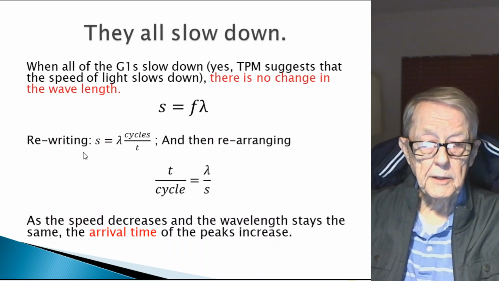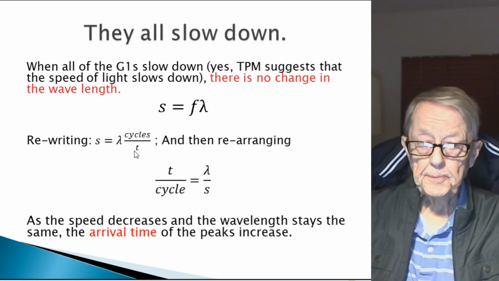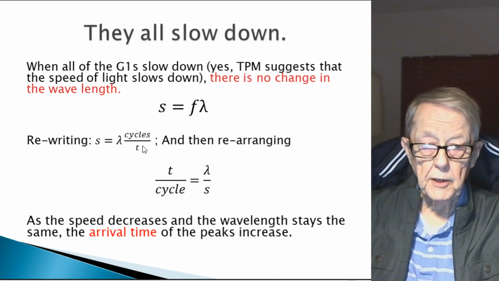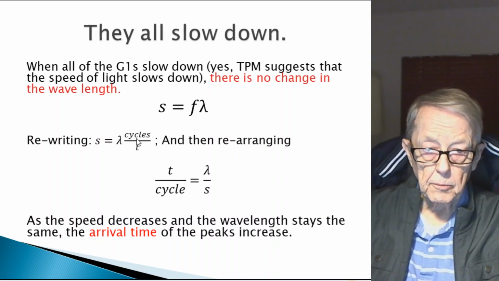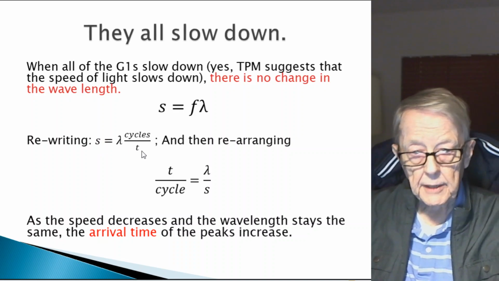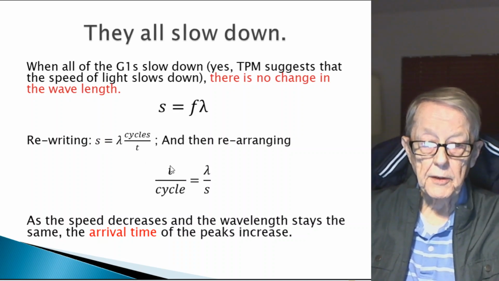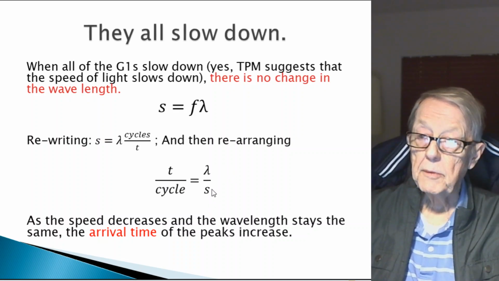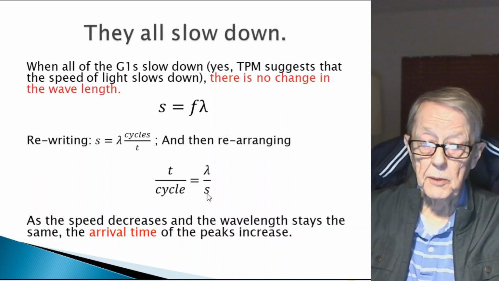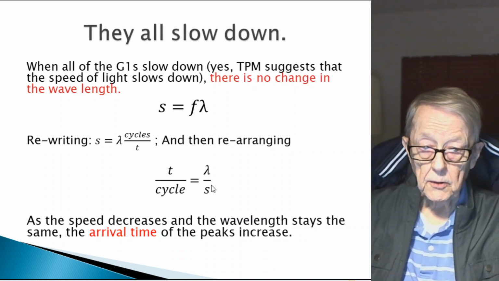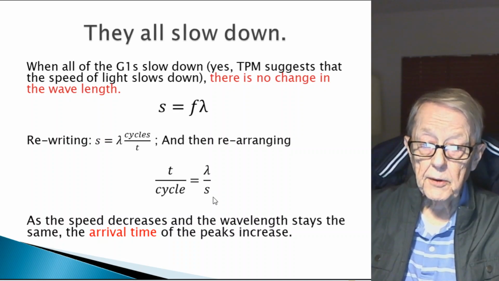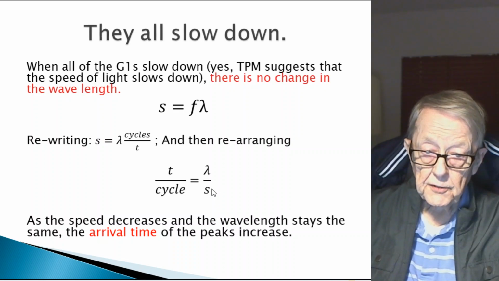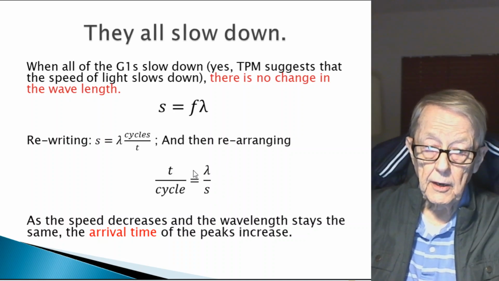So I'm going to rewrite this equation. I'm going to change frequency to cycles per time, and then rearrange and solve, bringing S to this side, and you get time. The time for each cycle is equal to the wavelength divided by the speed of the light. This is the speed of the G1 particles. So as the speed decreases, this value goes down.